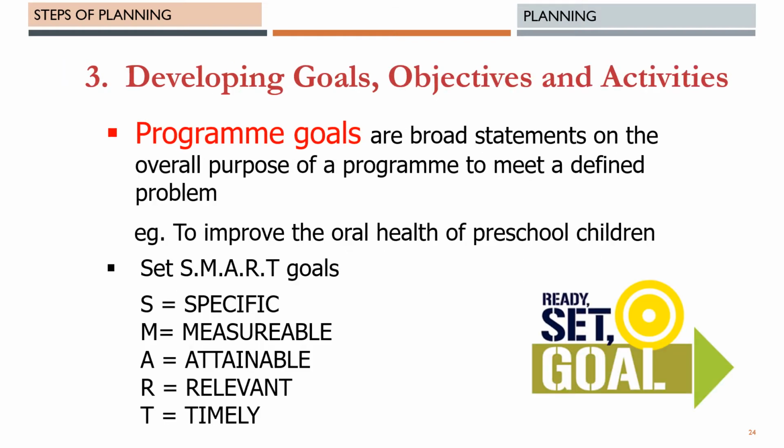And then number 3, we have to develop the goals, objectives, and activities. So the program goals are usually broad statements of the overall purpose of a program. Normally we have what we call the SMART goal, which has to be specific, measurable, attainable, relevant, and timely.